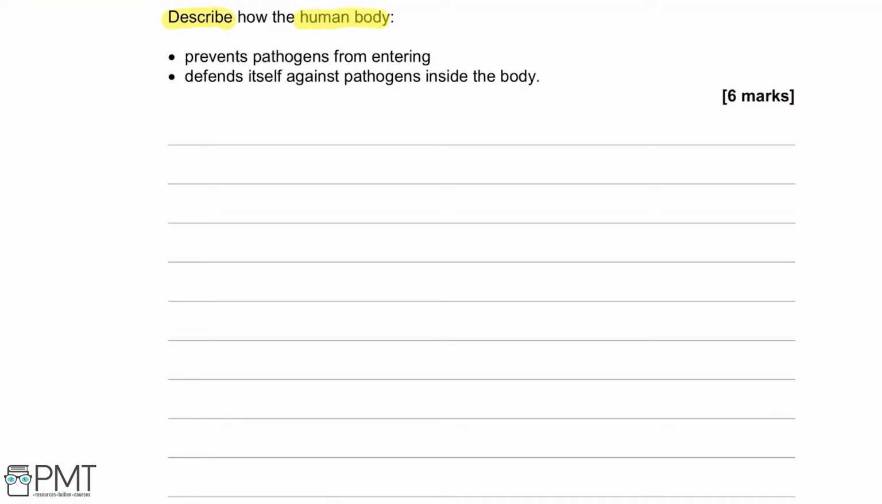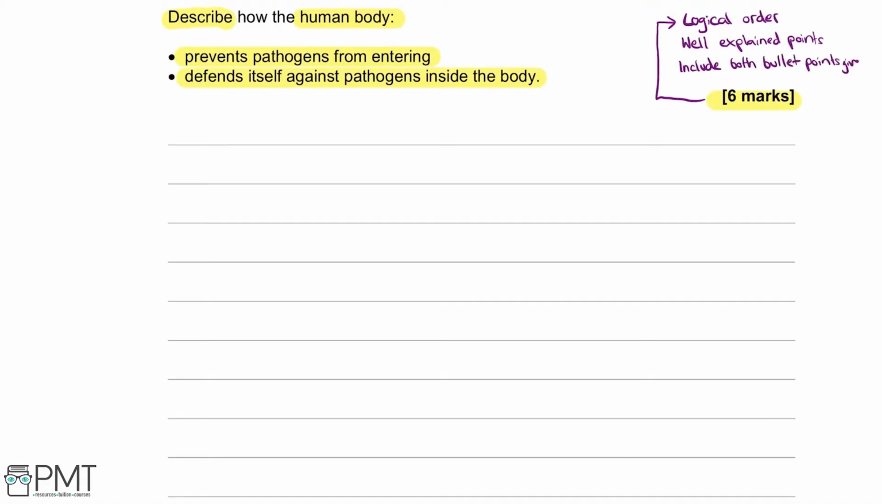Describe how the human body prevents pathogens from entering and defends itself against pathogens once those are inside the body, and it's worth 6 marks. So when going for full marks on a question like this, you've got to make sure that you're making your points in a logical order, and then you've got to explain them so that the examiner really knows you understand what you're talking about. And then you've also got to make sure you include both of the bullet points given to you in the question.